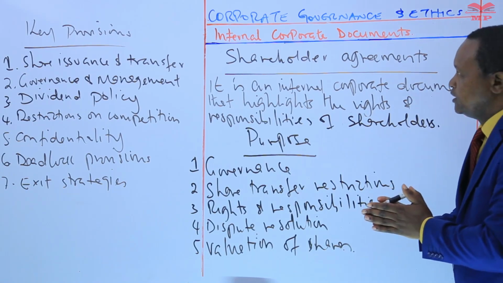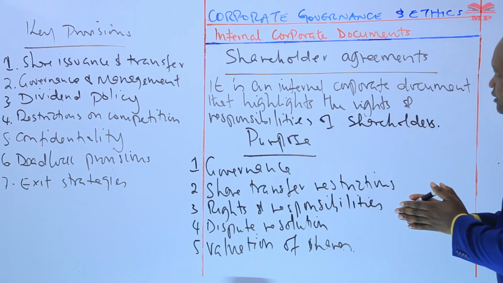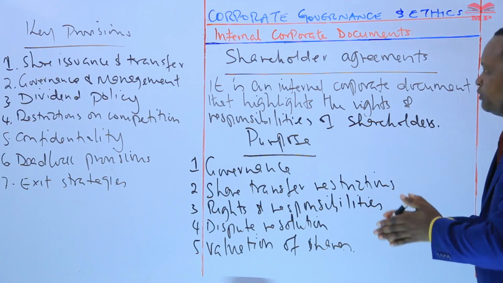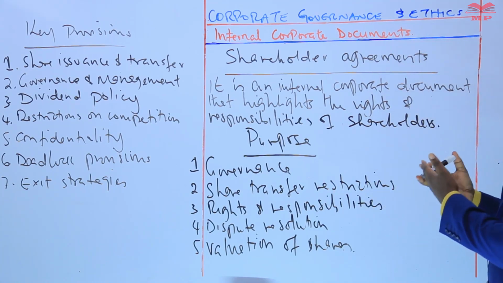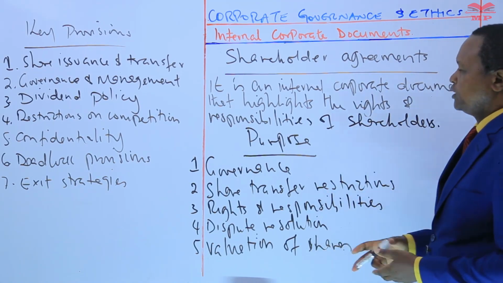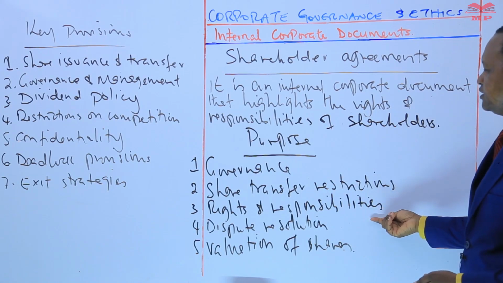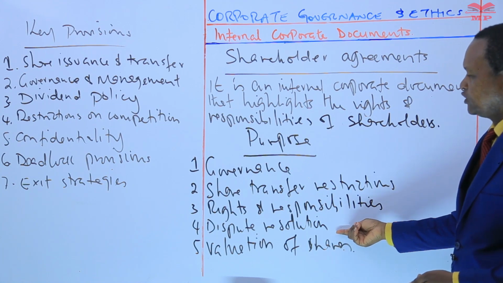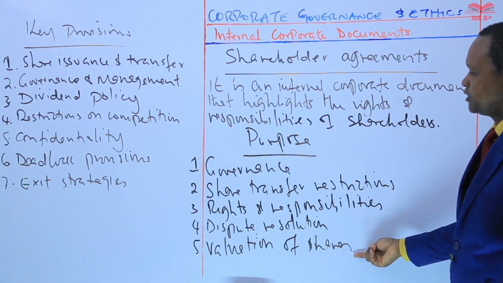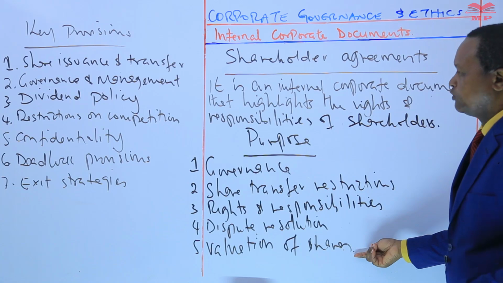So that's the end of today's lesson, where we have studied shareholder agreements. We've said that shareholder agreements are internal corporate documents that highlight the rights and responsibilities of shareholders of a company. We've highlighted 5 purposes. One is in relation to governance. Number 2, share transfer restrictions. Number 3, it highlights rights, responsibilities and obligations of the shareholders. Number 4 is in relation to dispute resolution. And lastly, it helps in specifying the methods of valuing the shares of a company.